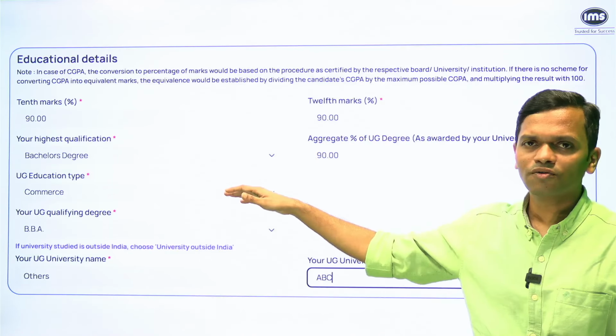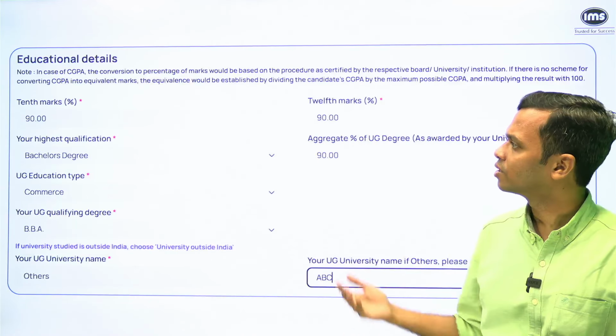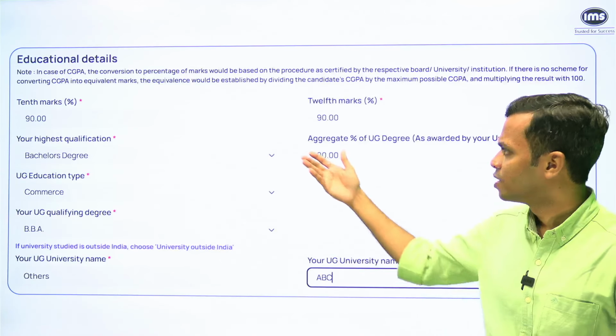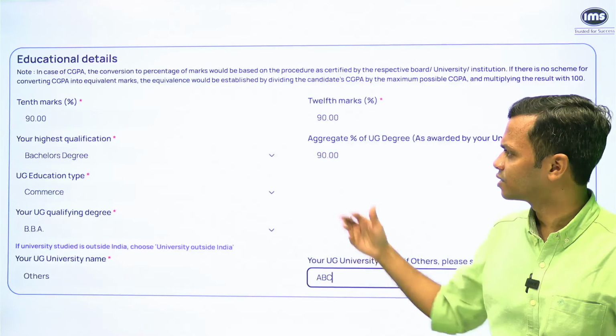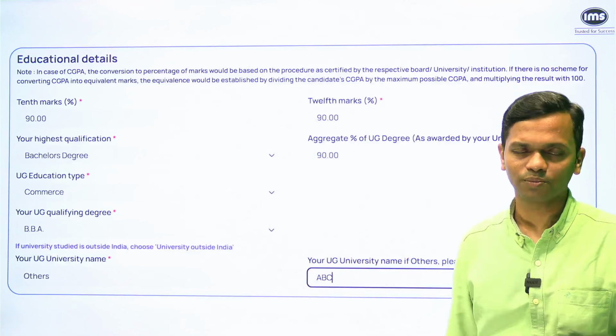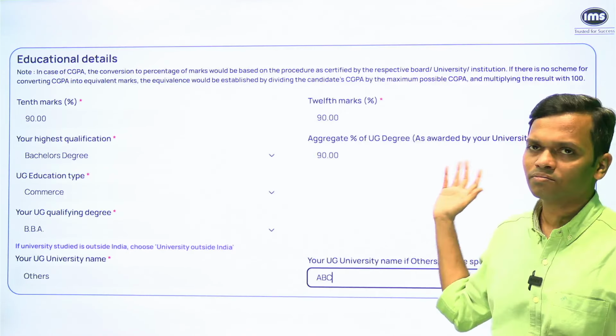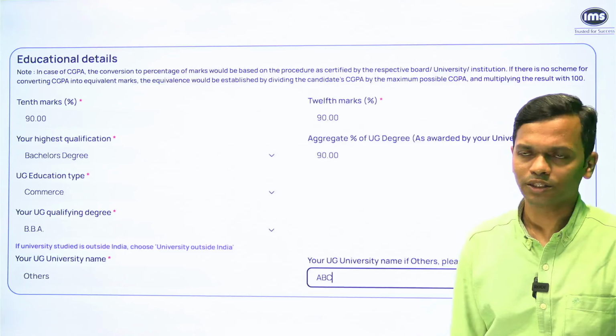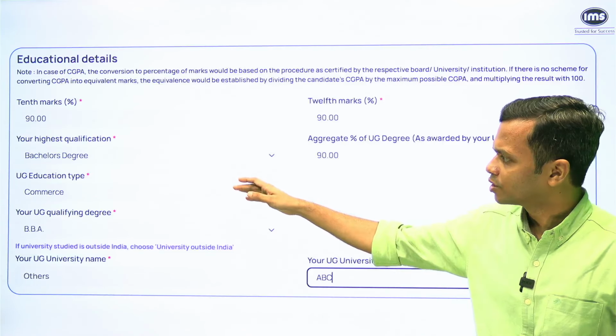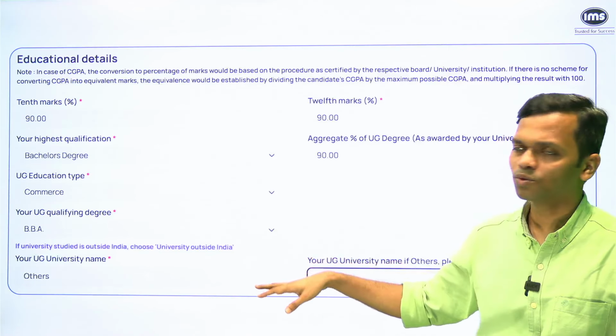Then highest qualification, whether you have completed or not. So I have written bachelor's degree there. Whatever is applicable, you can put that. I think master's, PhD are some of the options that they have given. Then aggregate percentage of UG degree, again following the same methodology that is there. And then UG education type, qualifying degree, and then university name.